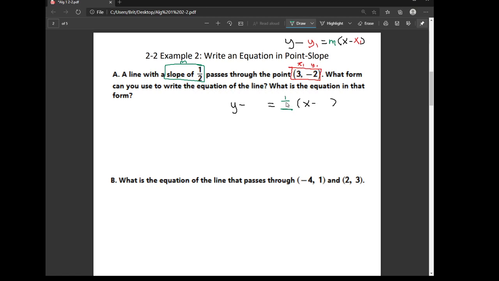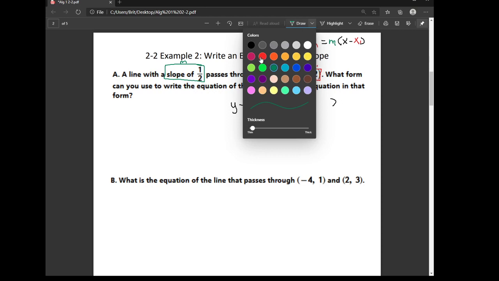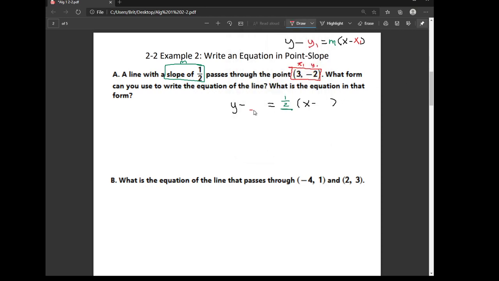Okay, that's 1/2. And then my x1 and my y1 values go here and here. So where the y1 is, I'm going to put a -2. And where the x1 is, I'm going to put a 3.